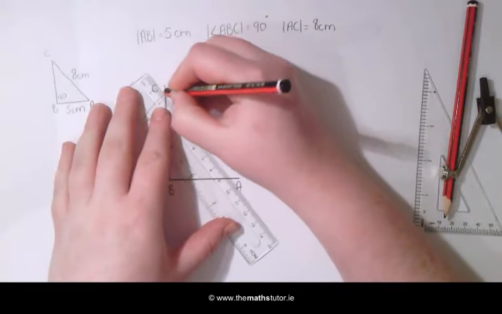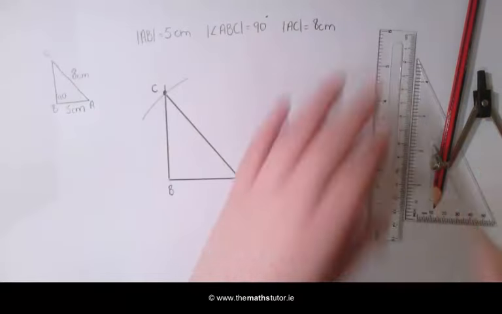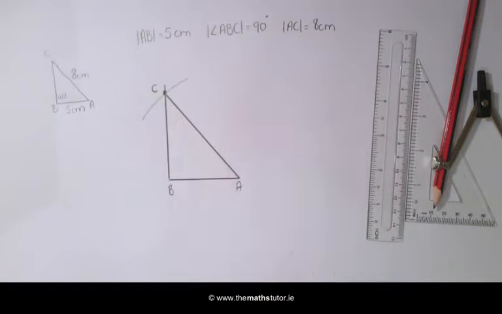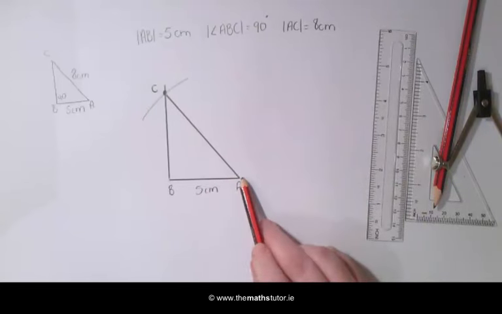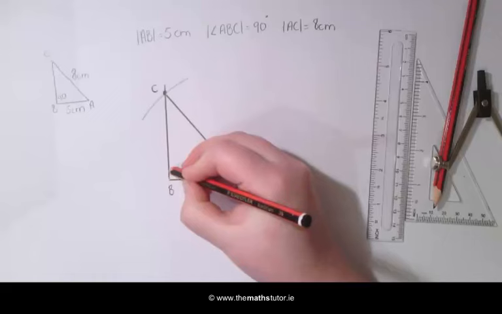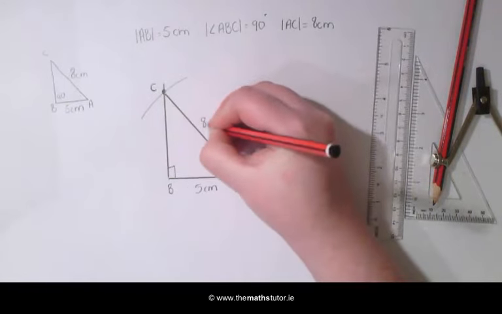We're going to join C to A, and here we have our triangle ABC, where AB is equal to 5 cm. The angle ABC is 90 degrees and AC is 8 cm.